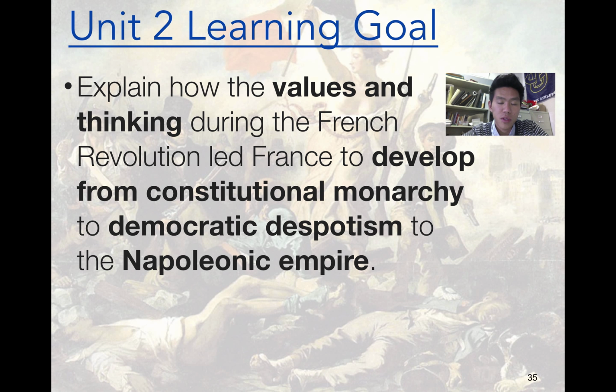Okay, we're going to start off with this learning goal from Unit 2. I'll read it to you guys. Explain how the values and thinking during the French Revolution led France to develop from a constitutional monarchy to democratic despotism to the Napoleonic Empire.